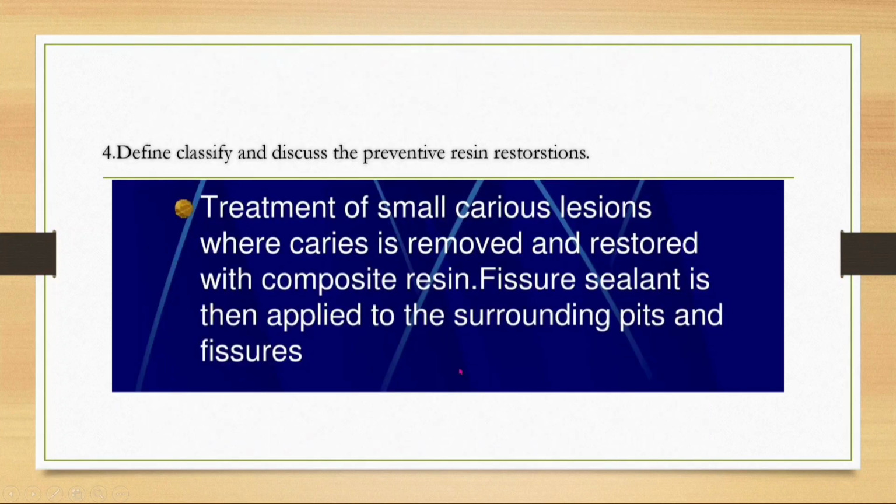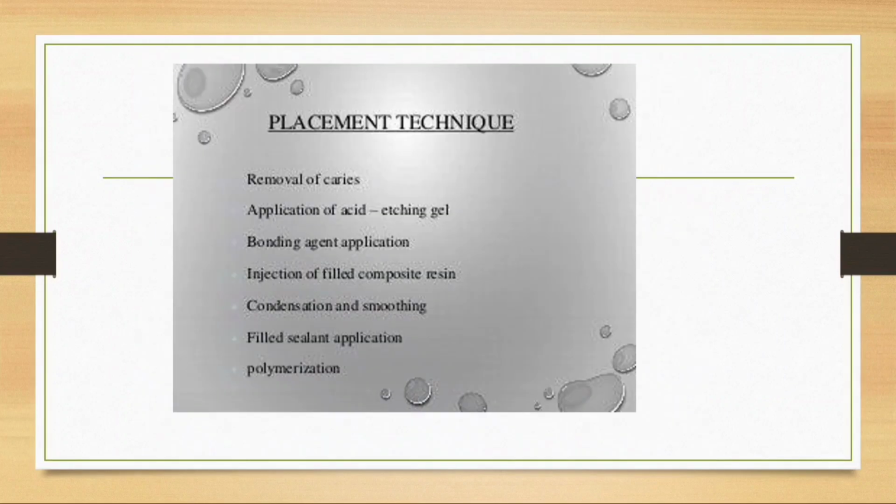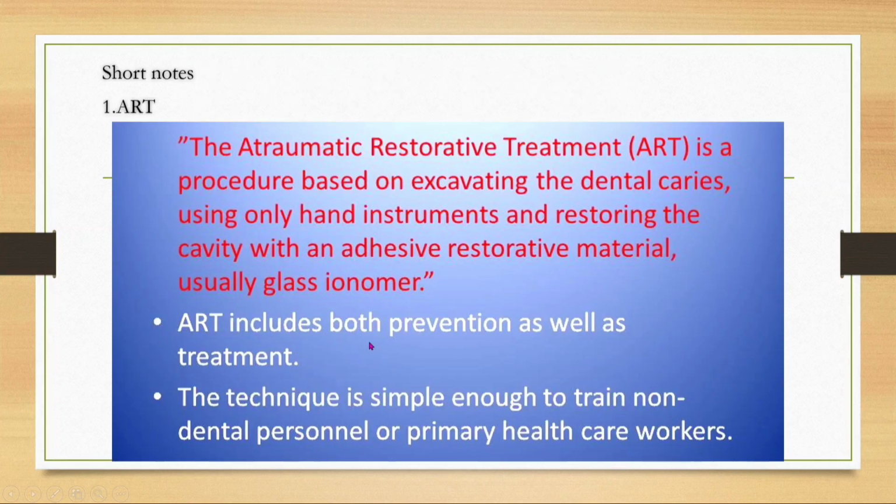So it is basically treatment of small caries lesions where caries is removed and restored with composite resin, and fissure sealant is applied to the surrounding pits and fissures. The placement technique is simple: caries removal, then acid etching, bonding agent, composite filling, condensing, smoothing, and then sealant application, and finally polymerization.